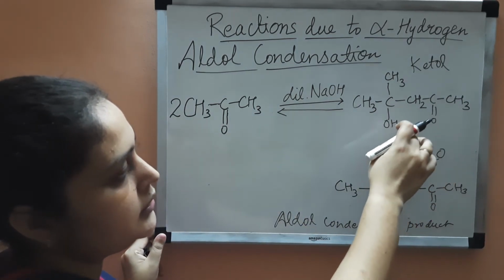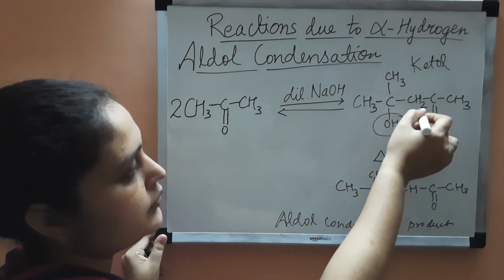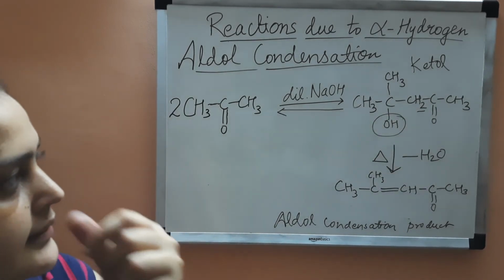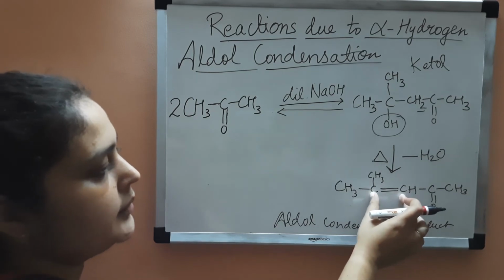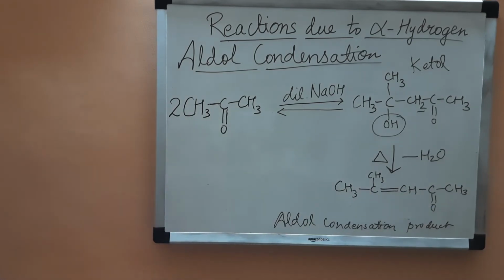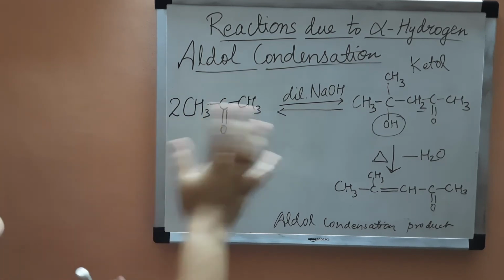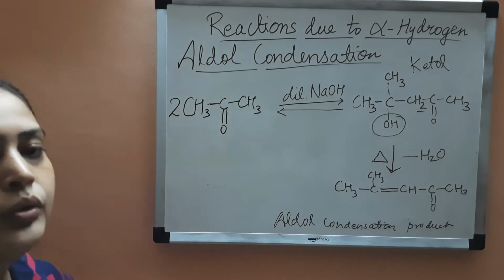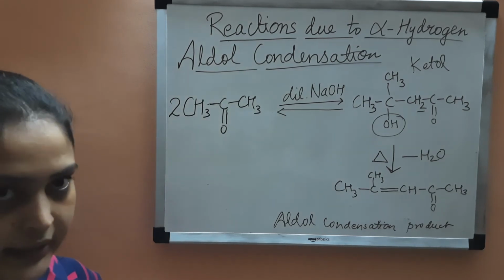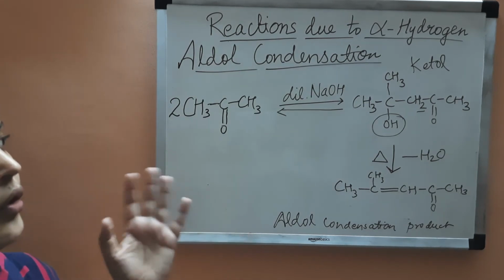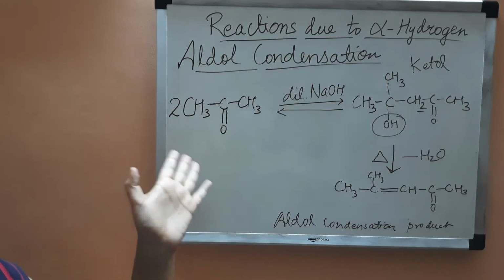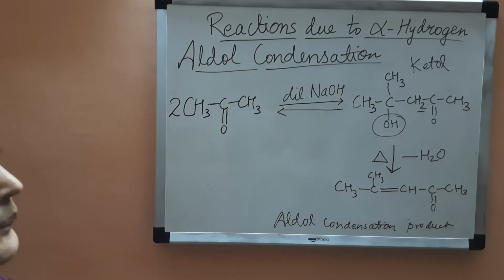So here OH is removed and one of the hydrogens is removed from the next carbon. So you will get a carbon-carbon double bond here. In this way, the aldol condensation reaction occurs. Now I will show you how you will get beta hydroxy ketone or beta hydroxy aldehyde, that is aldol or ketol, from your aldehyde and ketone respectively.